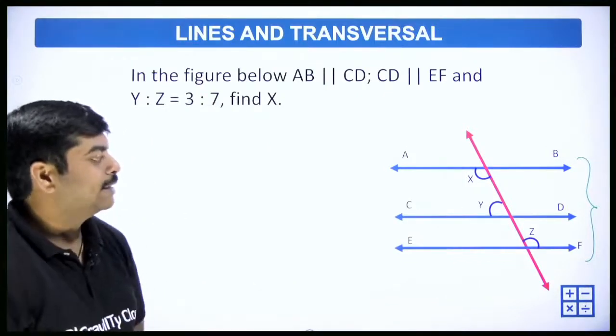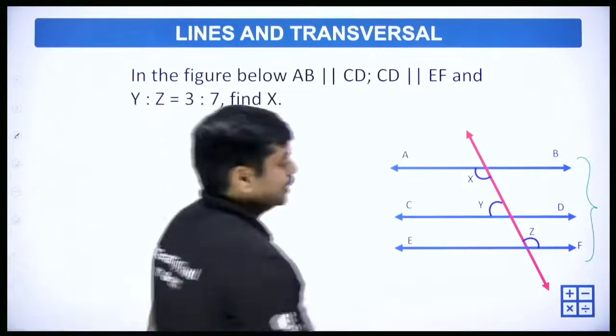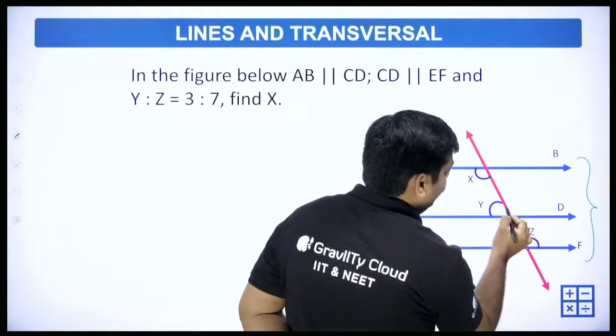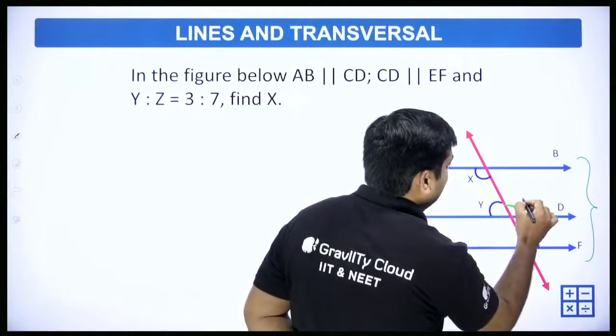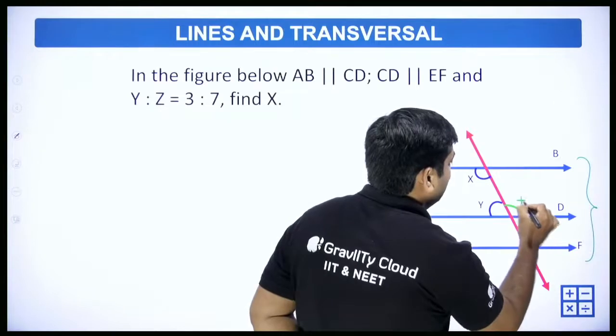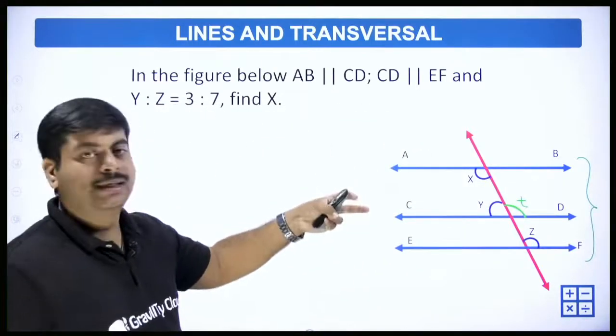What will happen with y and z? For example, I'll take one more angle. If this is z, I'll take one more angle here. Let's say this is some t. This angle is some t. What relation can I bring between t and z?